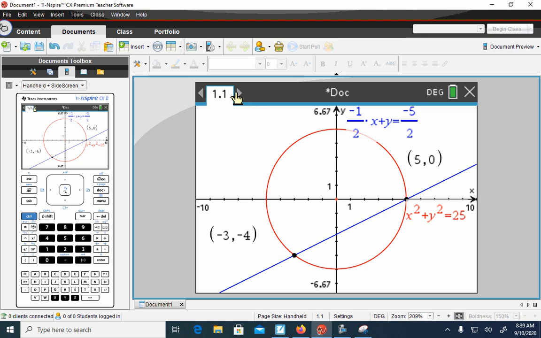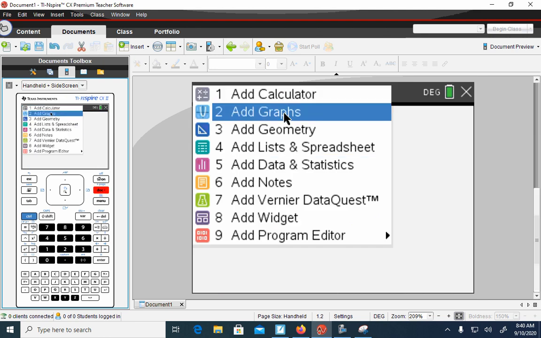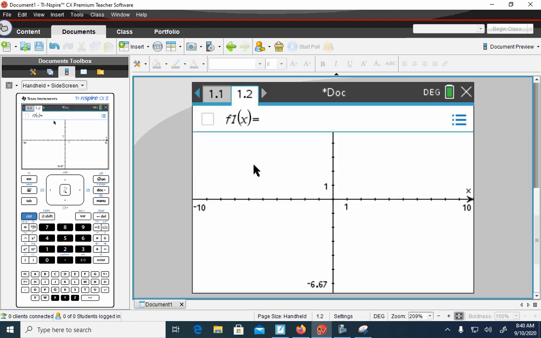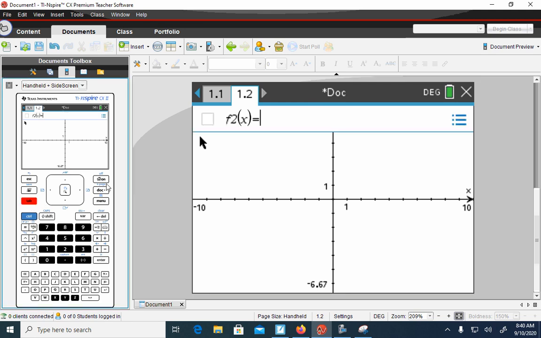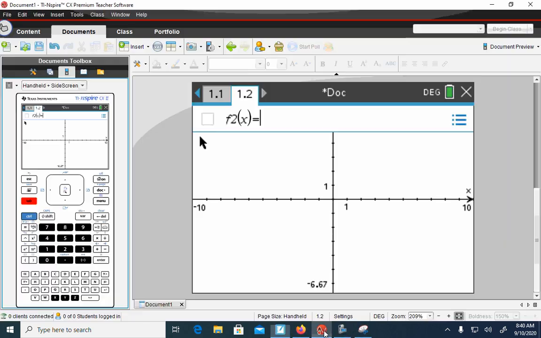Let's go to a new page. So I'm going to add another graph page. It's in functions, and I'm okay leaving it in functions because both of these are set equal to P. So the first equation is 81 minus 0.55x. Enter. Whoops, can't see it. The second one is going to be, I think just, 0.125x.